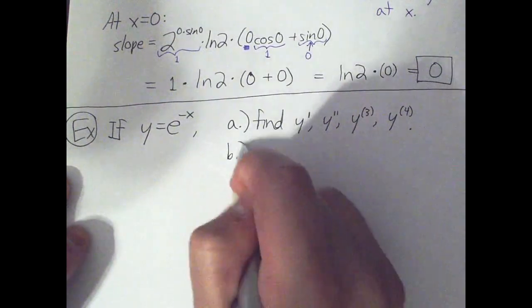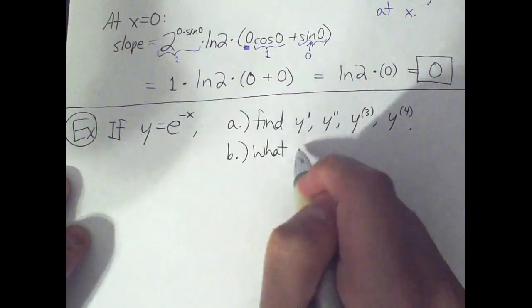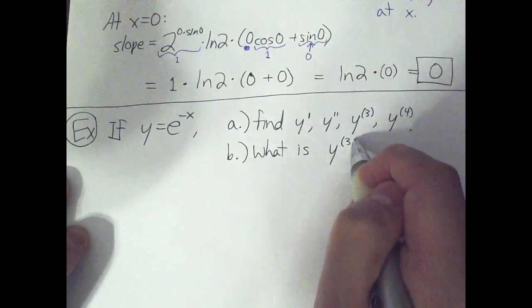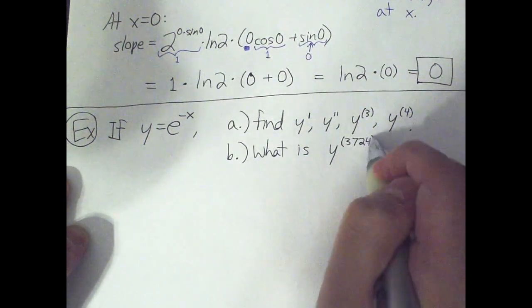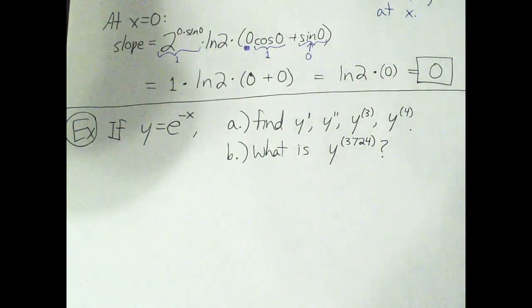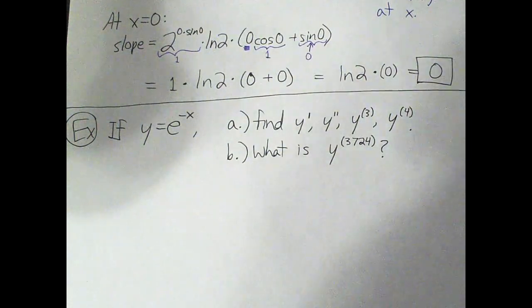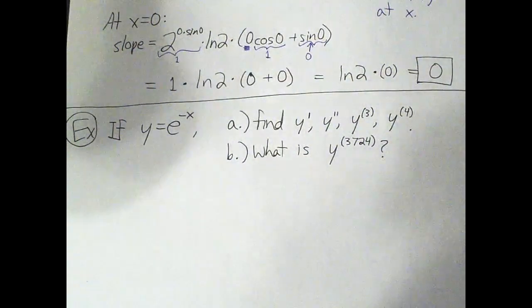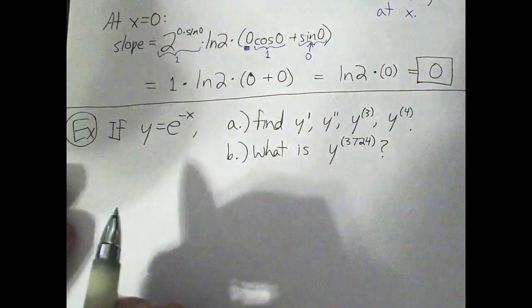And part B, what is this? Wow, so that is us taking the derivative 3,724 times. Wow, can we do that? All right, I'm going to do this one.